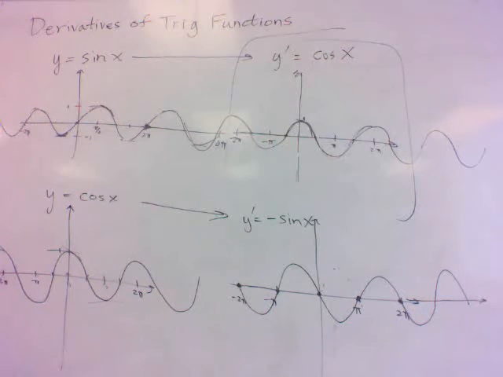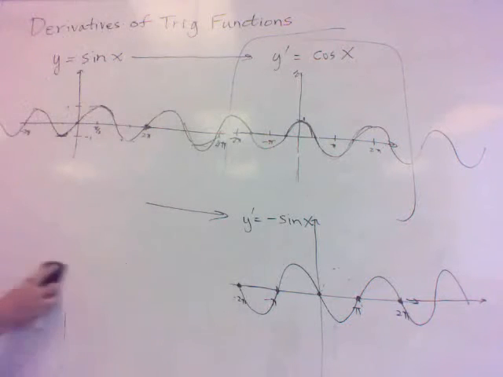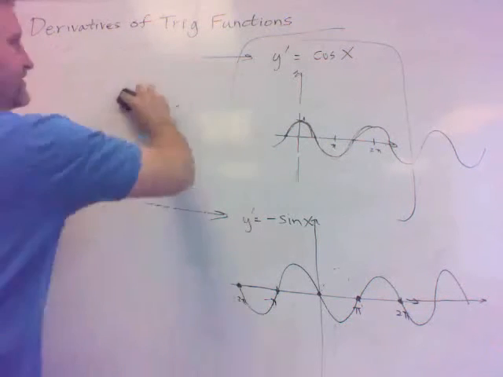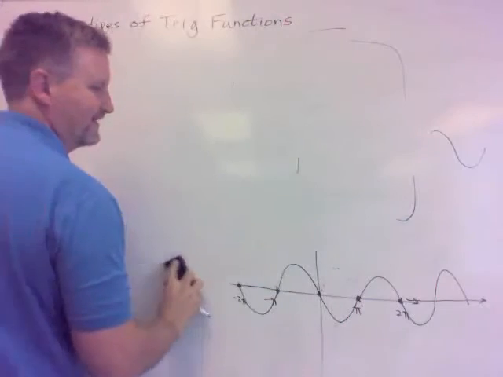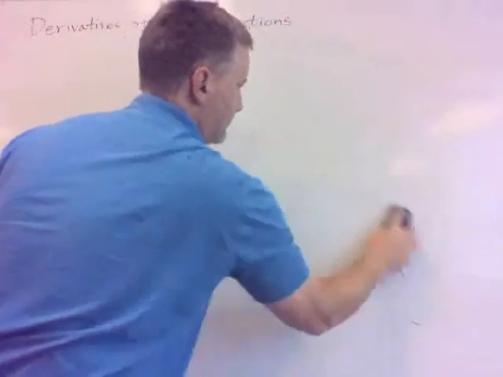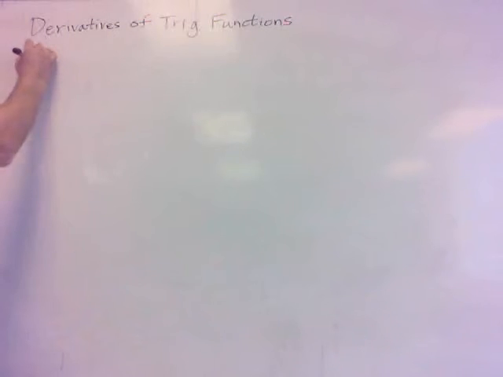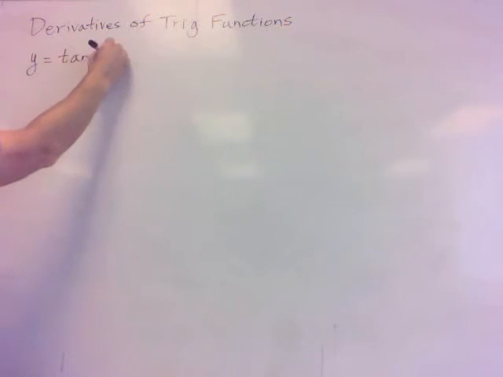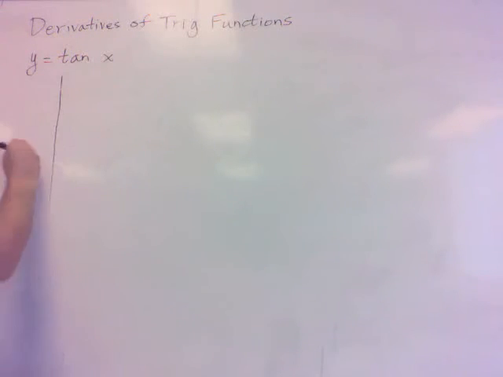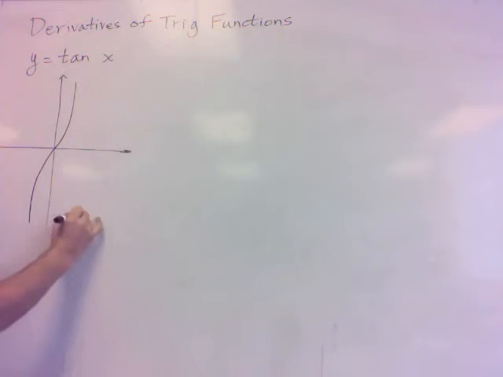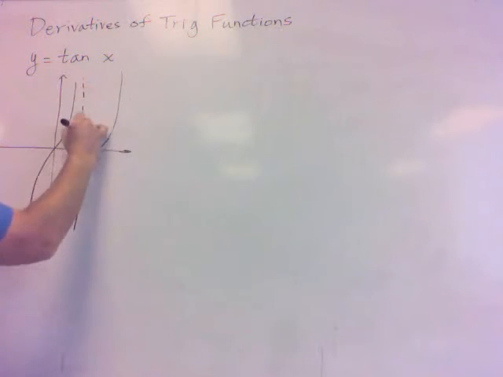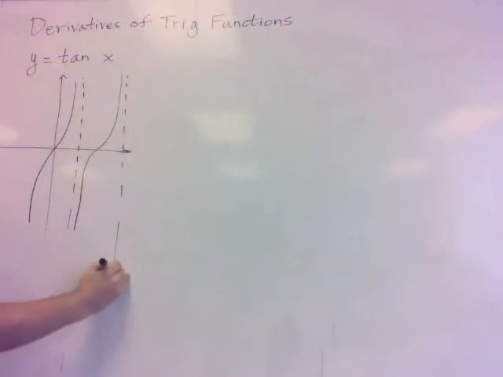All right. Let's go ahead and do tangent. Just nothing else that reviews our graphs of trig functions. What about the tangent? Well, tangents, those kind of little curvy things. Then we have the asymptotes. Remember that?